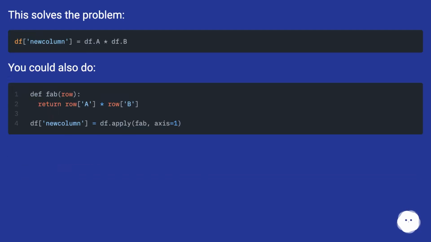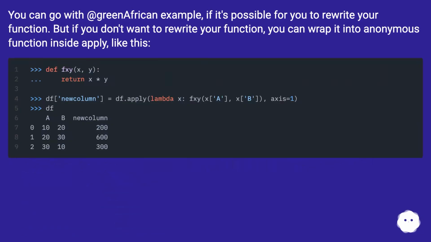This solves the problem. You could also do... You can go with that first example, if it's possible for you to rewrite your function. But if you don't want to rewrite your function, you can wrap it into an anonymous function inside apply, like this.